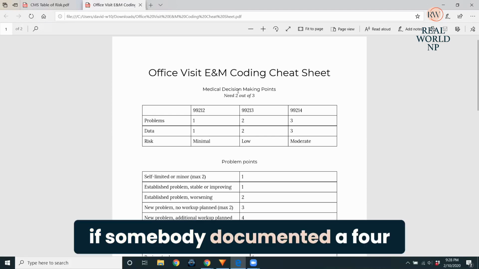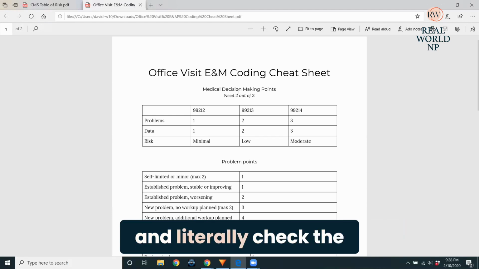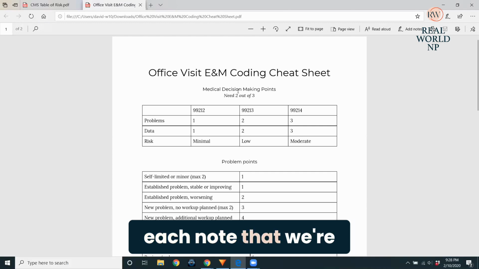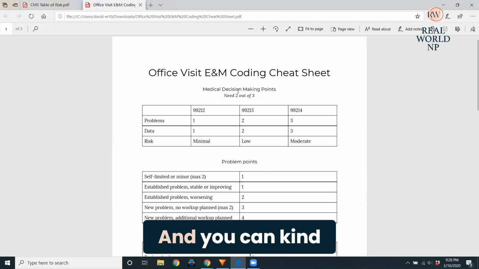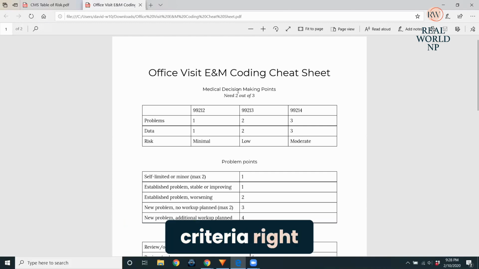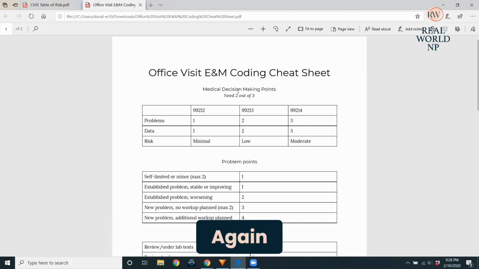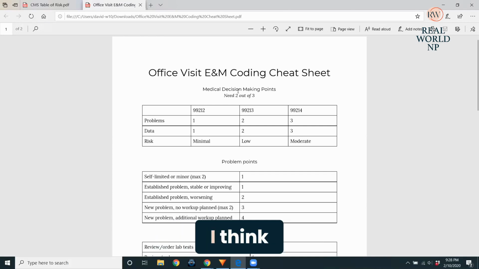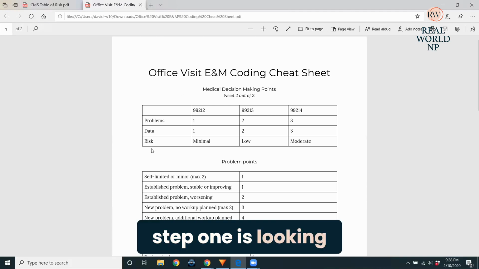So if somebody documented a 4, you can go through and literally check the boxes off of this whole cheat sheet for each note that you're looking at, and you can see, did they meet the criteria, right? Just for fun. Again, it takes a little bit of time, but even if you just did 3 notes, I think you would feel a lot better about it. So again, step 1 is looking at your level of risk.